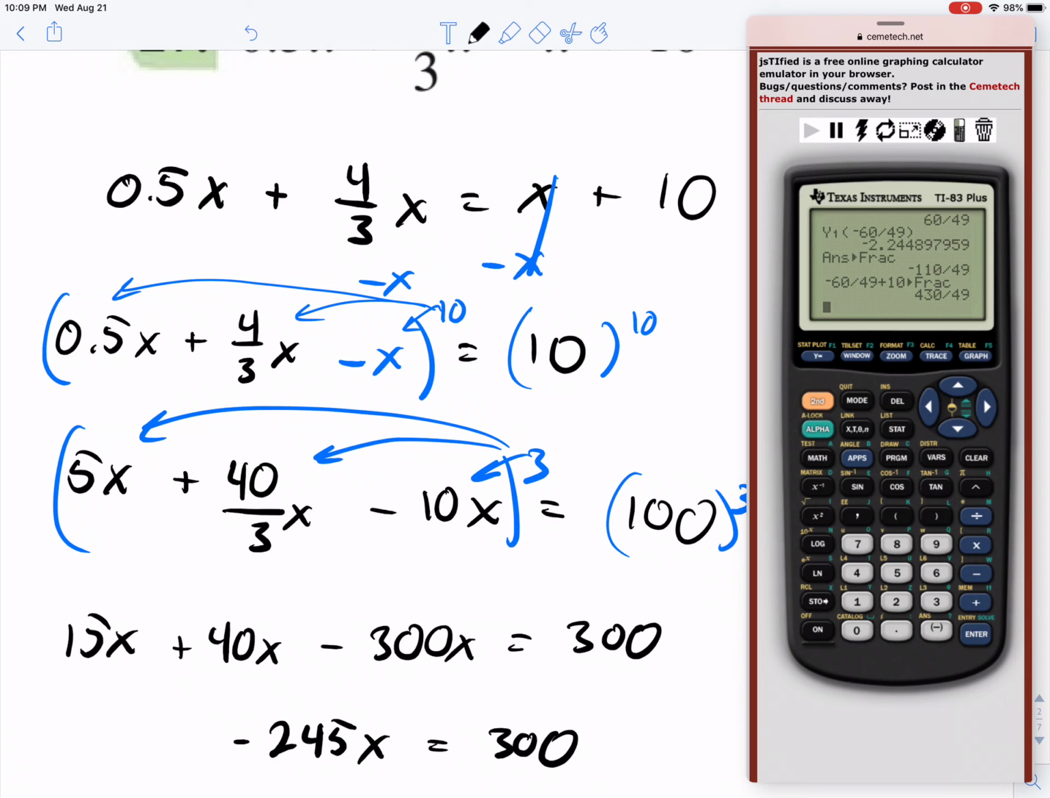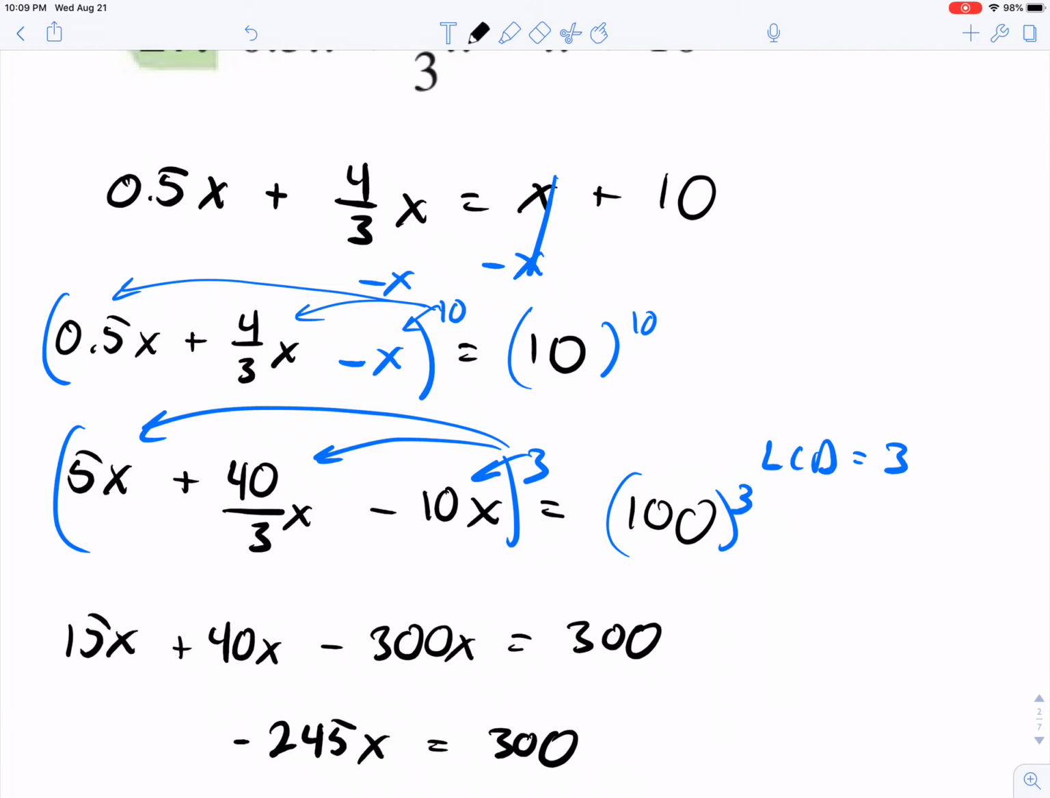Wait, let's do, I think it's still good. We'll still get the same thing. We're going to go to variables, and I want to call the second function negative 60 over 49. So let me go back and check my work to see if we can find out where we made this mistake.